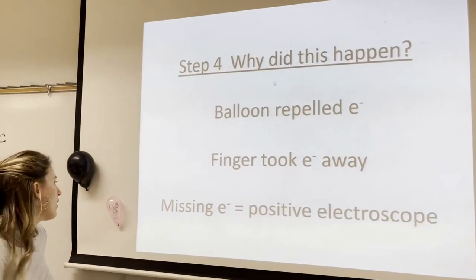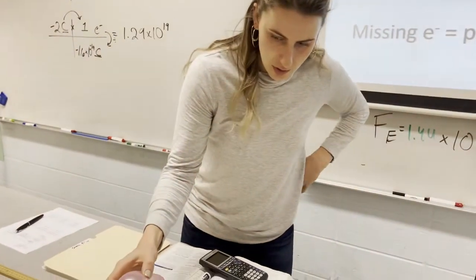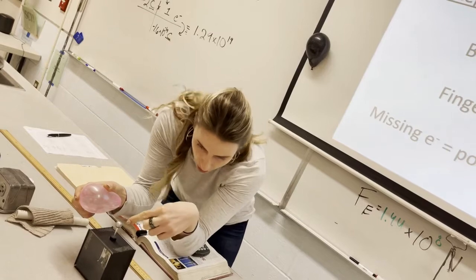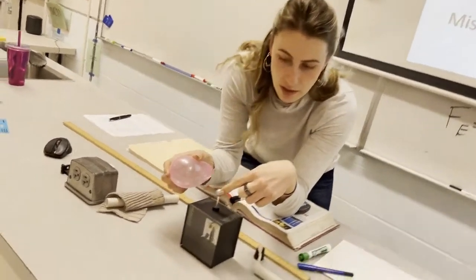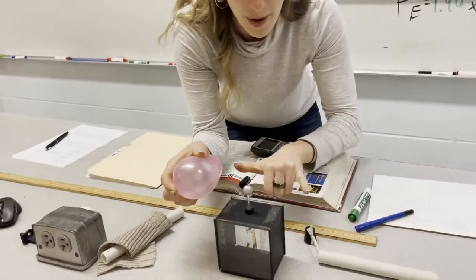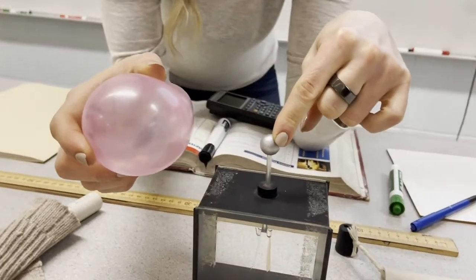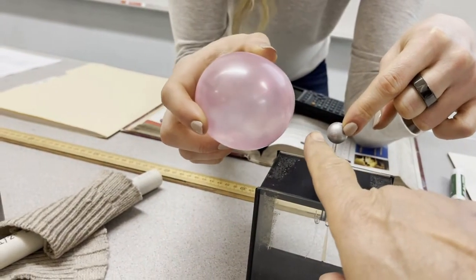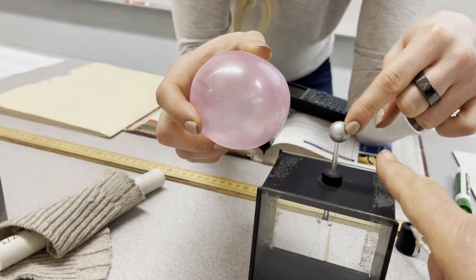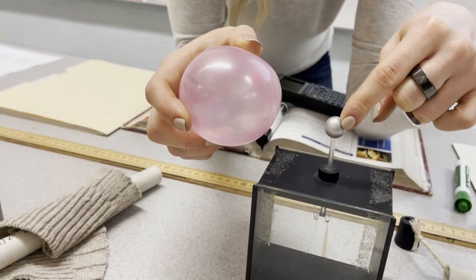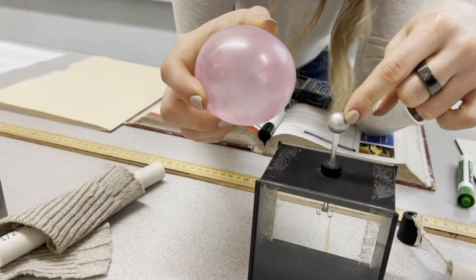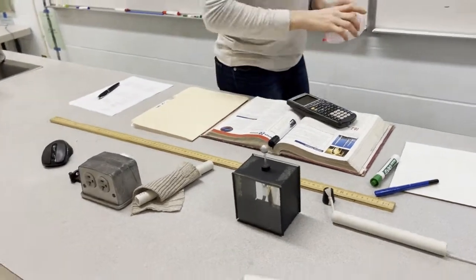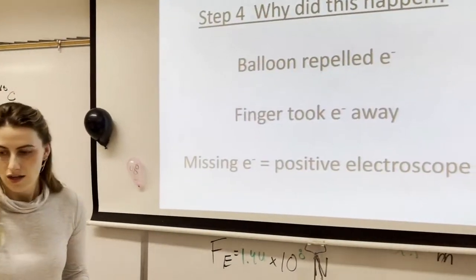The balloon repels electrons. As I bring the balloon close, it induces a charge. Then when I put my finger on, the electrons that were running away and repelling the leaves apart run out. Well, not all of them. When she touches it, the electrons have a place to escape. Then she takes her finger away, and now the electrons that are missing are stuck, so you have missing electrons in the electroscope.